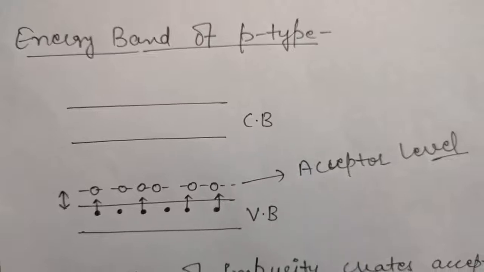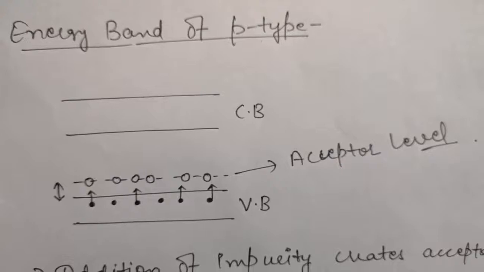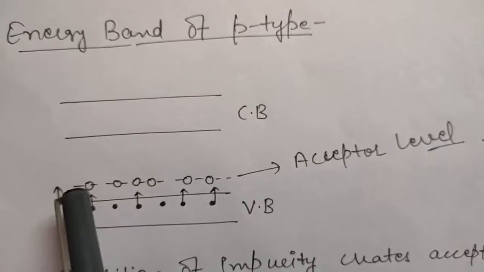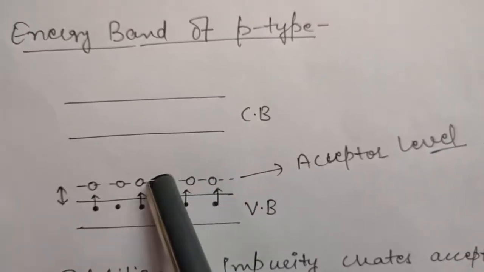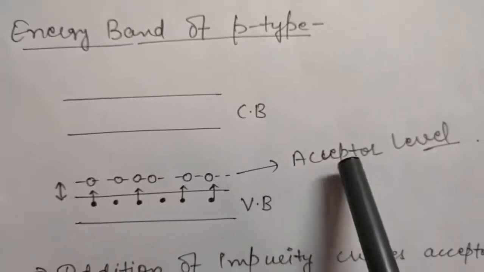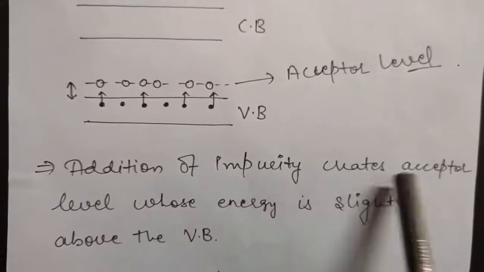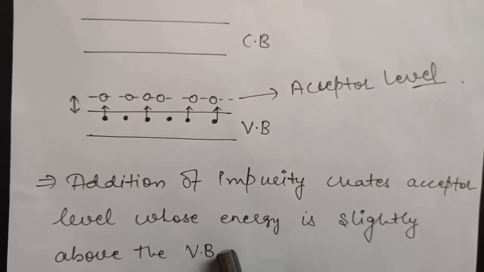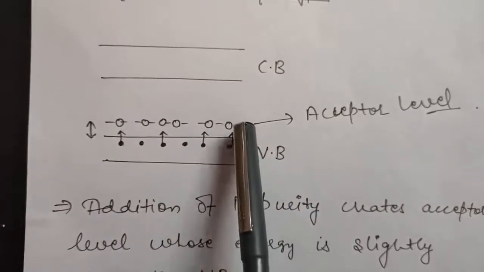So what will happen when you add any impurity to a P-type crystal, or you can say when you add any trivalent impurity to make a P-type semiconductor? A level will be created near the valence band which will have holes, and because these holes want to accept electrons, it is called an acceptor level. So you can say addition of impurity creates an acceptor level whose energy is slightly above the valence band. As you can see, this level has energy slightly greater than the valence band.